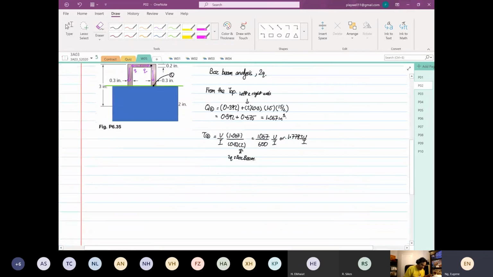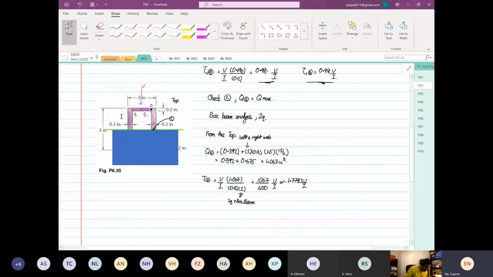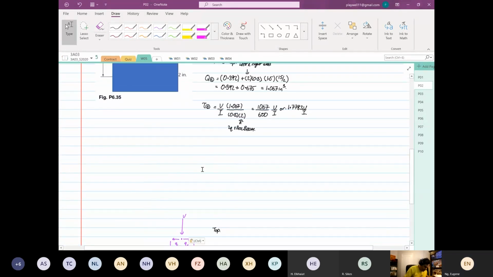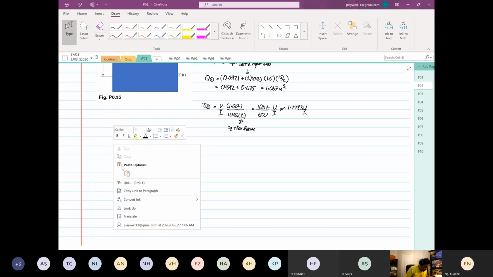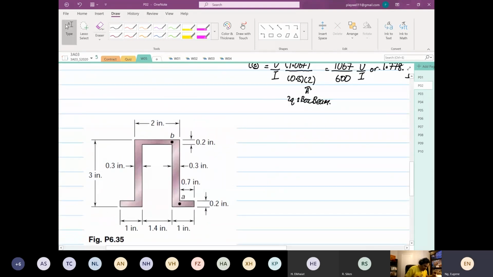Okay, now I'll do something else. You have seen this briefly last week, and I'm going to do it again. What if we carry out this analysis from the bottom? Oh, the image did not come. Unbelievable. You don't need to do this for your exam. I'm doing this because I want you to gain confidence.